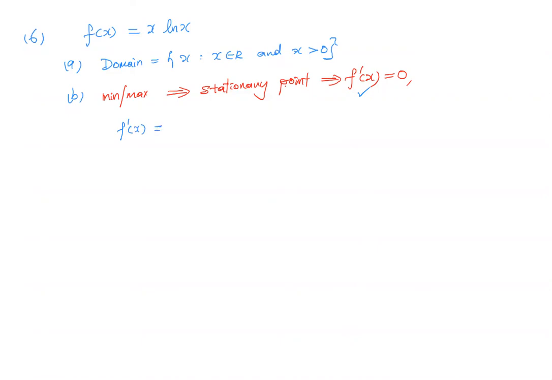Okay, so ln x times 1 plus x times 1 over x. Am I right? Did Miss Do differentiate it correctly? Yes. Okay, so I have ln x plus 1 equal to 0. Okay, everyone understand why I put it equal to 0? Stationary. Okay, so I look for the x.